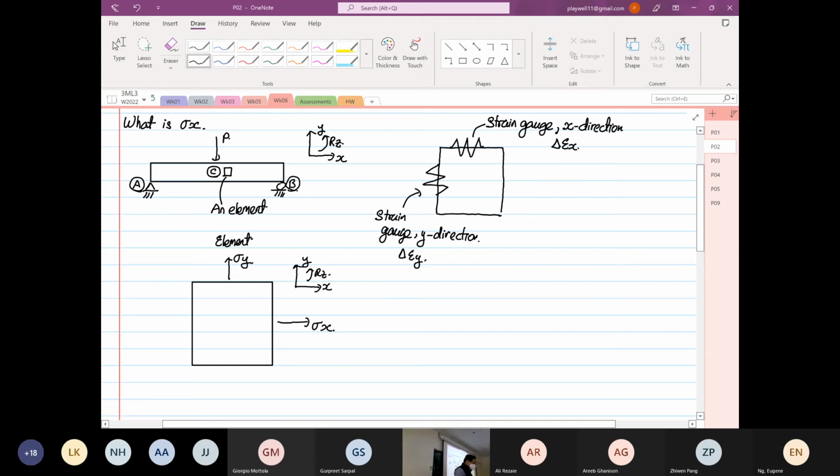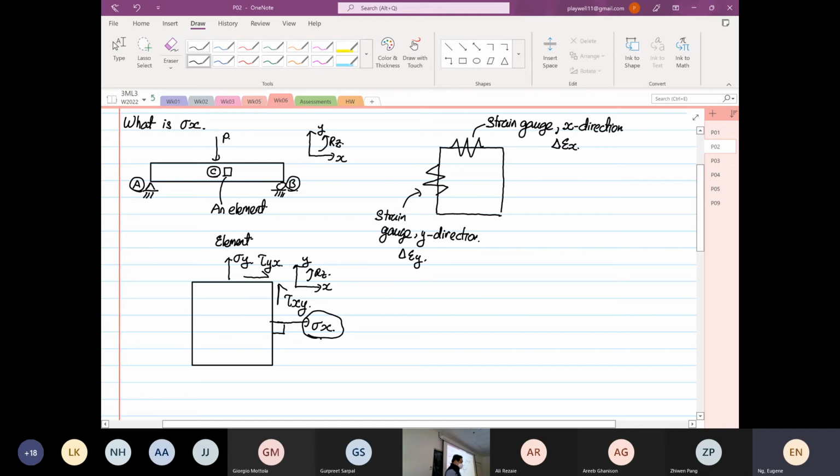So stress X means stress in the X direction. That is what we are calculating. We are going to determine the stress in the X direction. Remember about shear? I taught you guys shear already, right? In shear, the shear intersecting plane is X and the shear force is in the Y direction. The shear intersecting plane is the Y axis and the shear force is in the X direction.